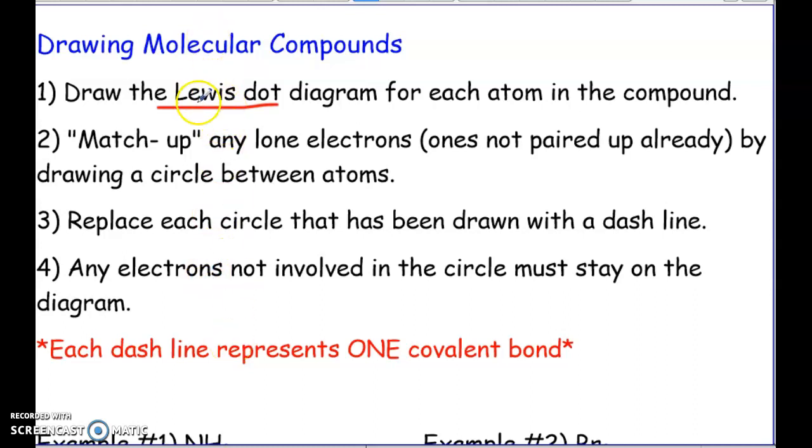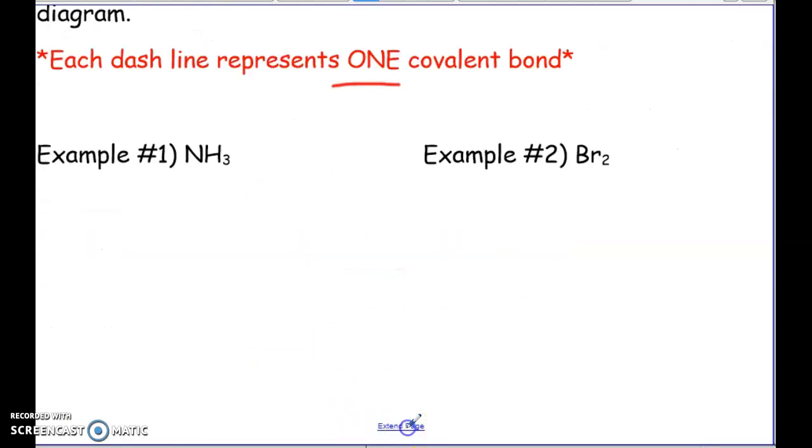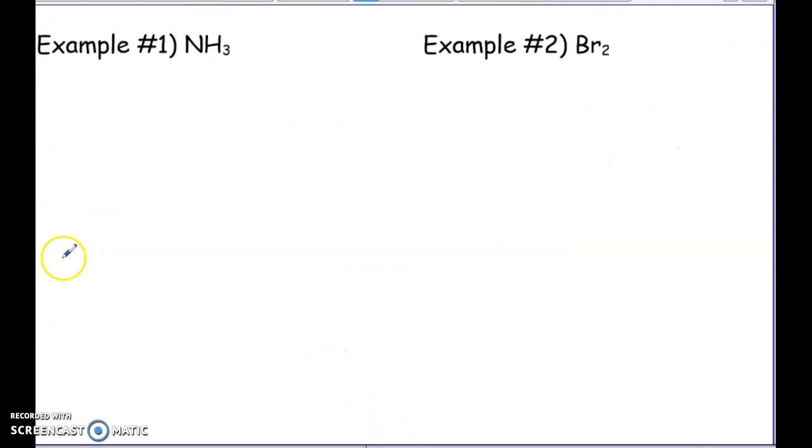We are going to draw the Lewis dot for each atom. We are then going to connect the electrons that are not already paired. And we're going to draw a circle to do that. And then we're going to change the circles into dashed lines, and we are going to continue drawing any electrons that have to be there. Each dashed line represents 1 covalent bond. Okay, so that probably didn't make a whole lot of sense, but don't worry, we're going to go through some examples. All right, so for the first one, we have NH3.